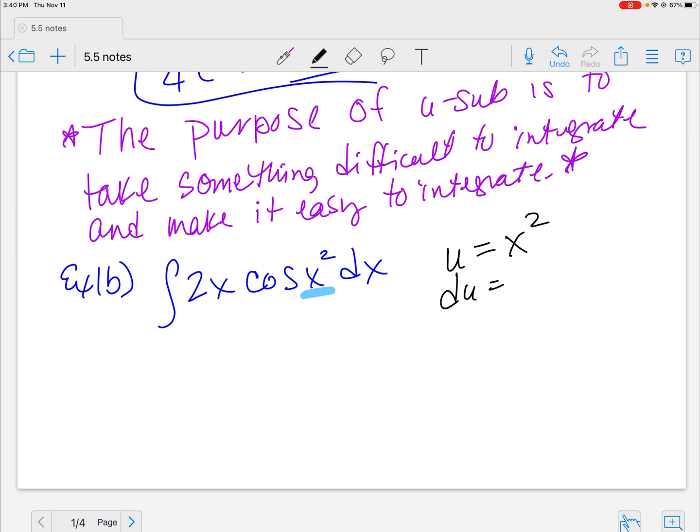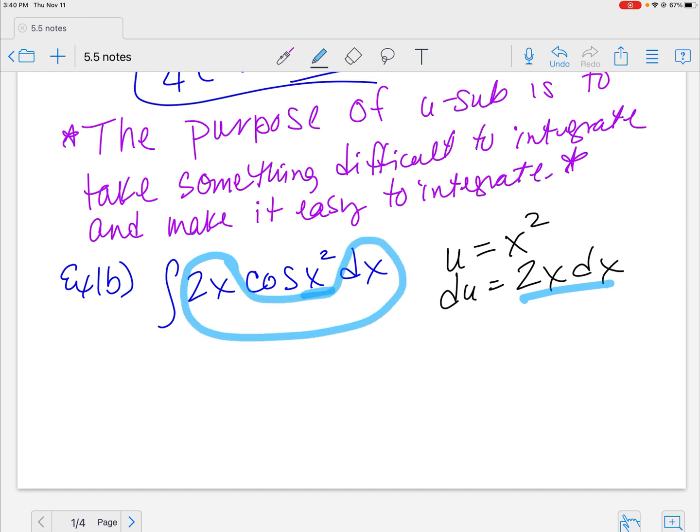So my du here, what's the derivative of x squared? 2x. And don't forget that differential dx. I am taking the derivative of this u with respect to x. So that's where my differential comes in. And check it out. In order to do a u sub, you have to have something that can sub out. So now I have this 2x dx. That now becomes just du.